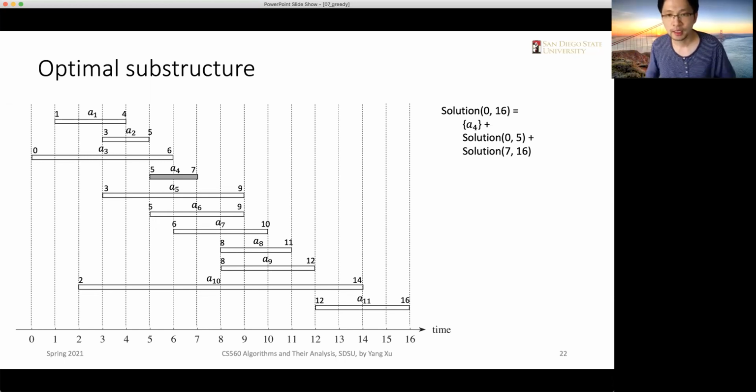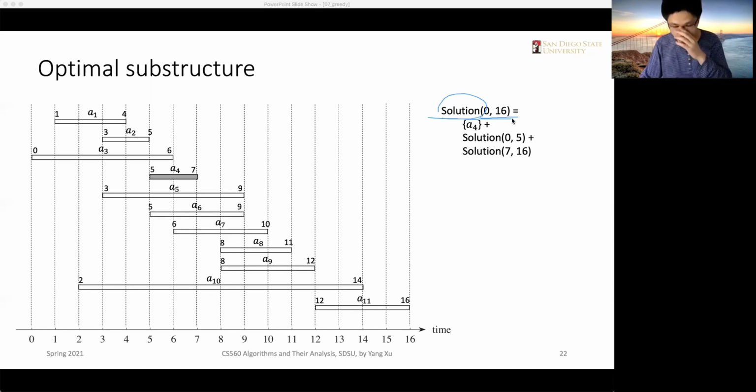Let's say now we are defining some magical functions again, right? That's a typical way of how to come up with a solution for dynamic programming algorithms. We use this to indicate a magical function to find the solution in the range of 0 and 16, right? We use this to indicate the original solution.